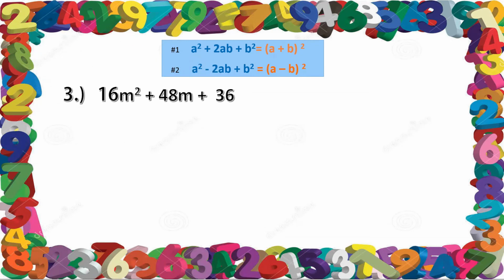Let's proceed to number 3. 16m squared plus 48m plus 36. Now observe the expression. Can we use another factoring technique? Yes, of course. Let's do the GCMF first. There is no common for the variables, so let's find the GCF of 16, 48, and 36. And what will it be?